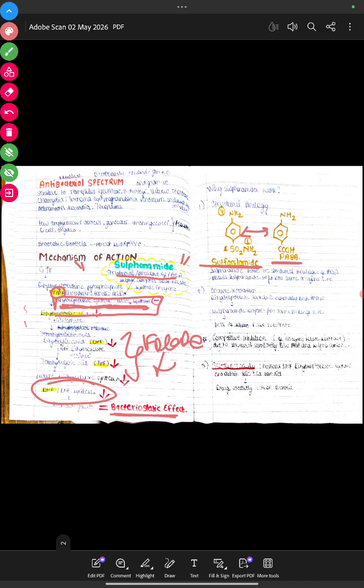Now, why is this sulfonamide working? First is the structural analogy, second is the enzyme interaction we studied here, and third is selective toxicity. It will not affect humans, it will affect only bacteria. Why? Because humans get folic acid from the diet, so the drug is selectively acting only on bacteria.